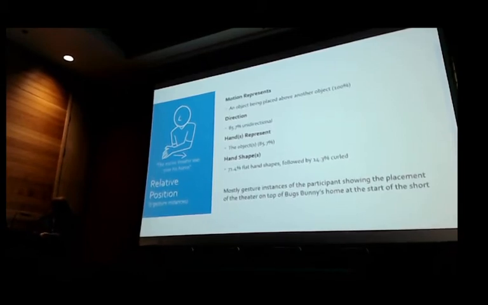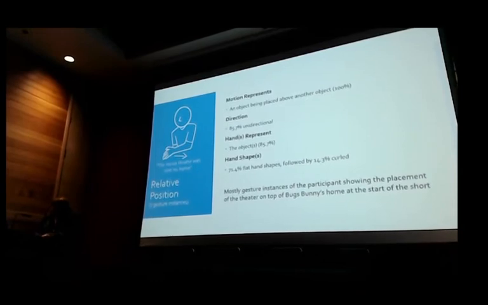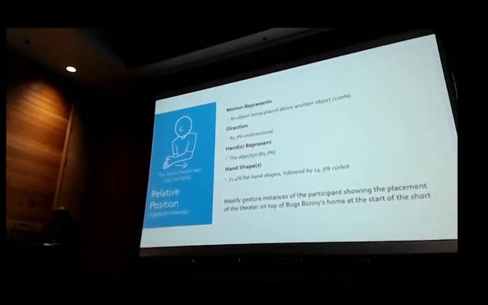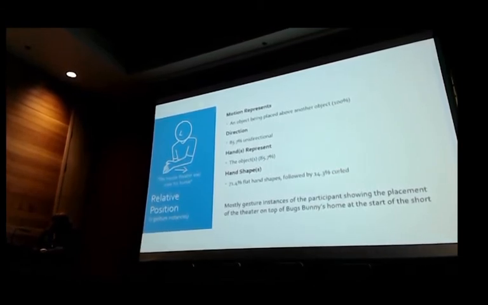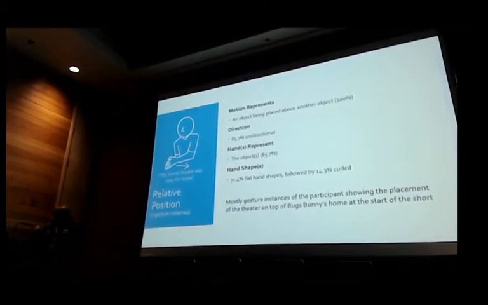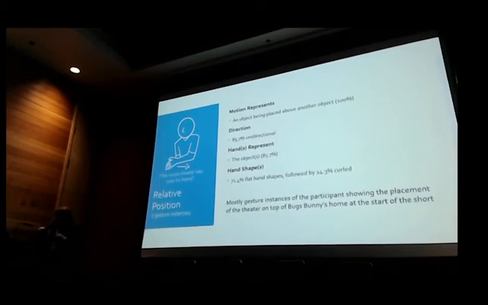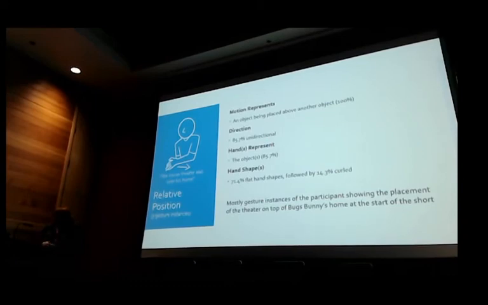Relative position gestures were those that showed an object being placed in relation to another. For these, all instances were specifically an object being placed above another object. The movements tended to be unidirectional, and the hands tended to represent the objects. And in most of the instances, the hand shapes were flat, with some cases of them being curled. One limitation of this result is that this sample is mostly composed of gestures describing a scene at the beginning of the short, where a movie theater is sort of unrolled over Bugs Bunny's rabbit hole.